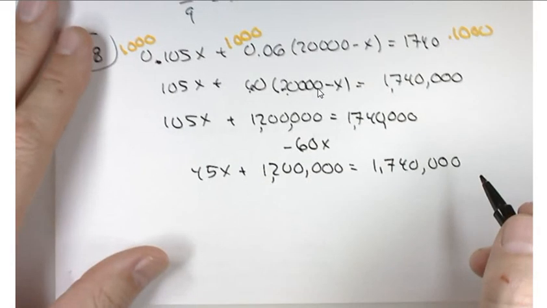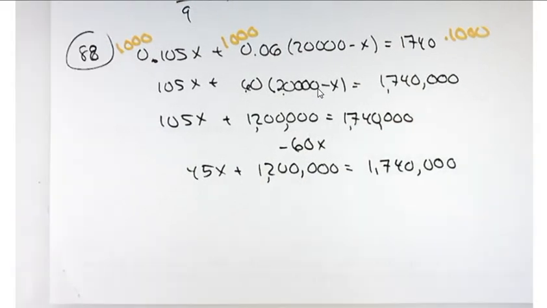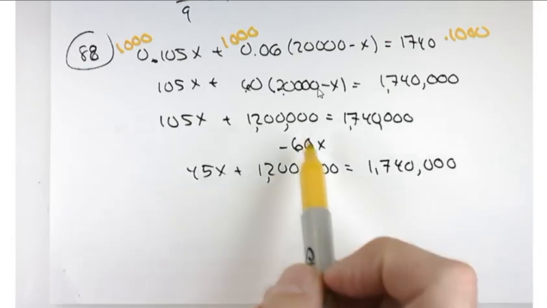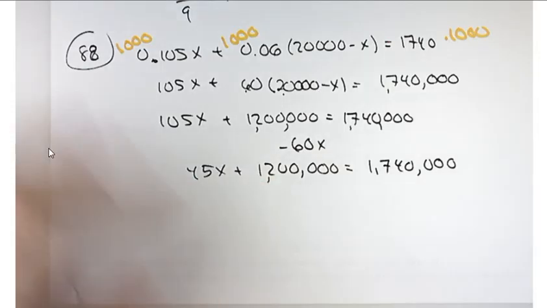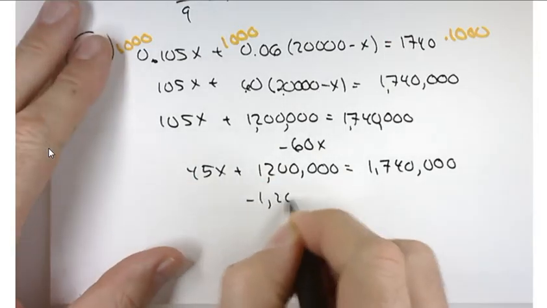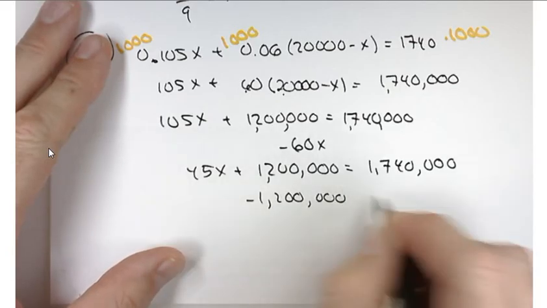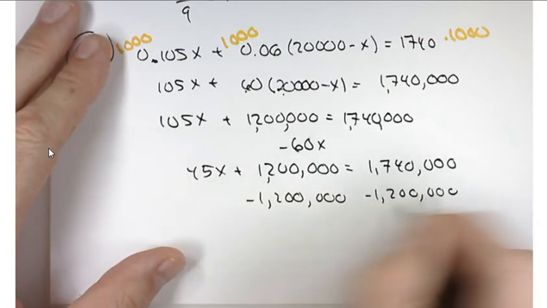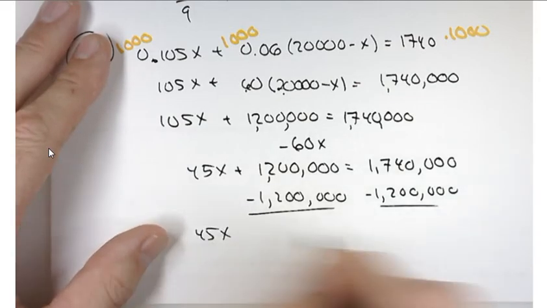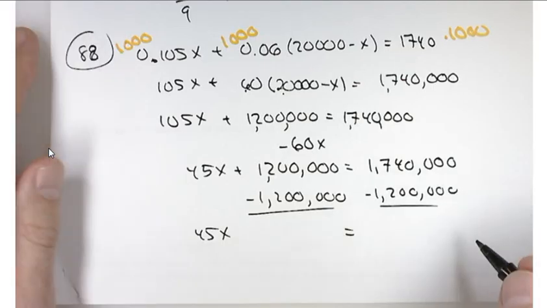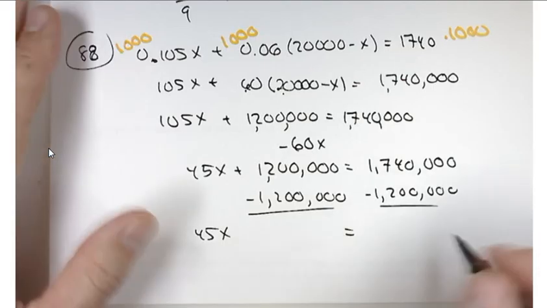Minus 60x. Did I forget the minus 60x? No. Good, why not? Someone else tell me. Because it's the 45. Yeah, I combined these two. Good. But I appreciate you checking me, though. Let's subtract the 1.2 million from both sides. So 45x equals, what, 340,000? No, 540,000.